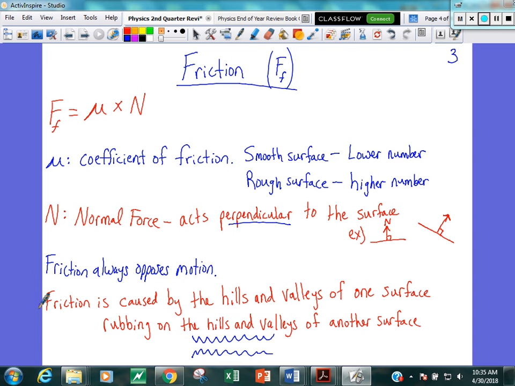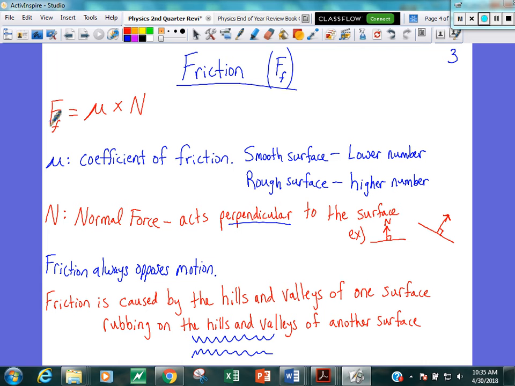And a little bit about what causes friction. On the bottom I put here, friction is caused by the hills and valleys of one surface rubbing on the hills and valleys of another surface. So when this surface here interacts with the other surface, it's going to cause this friction here, this opposing of motion. Even on really smooth surfaces like this countertop, if you looked under a microscope, you would see the little hills and valleys, the little pits in the counter. And so when something moves across it, it's going to catch on those hills and valleys, and that's what causes friction.